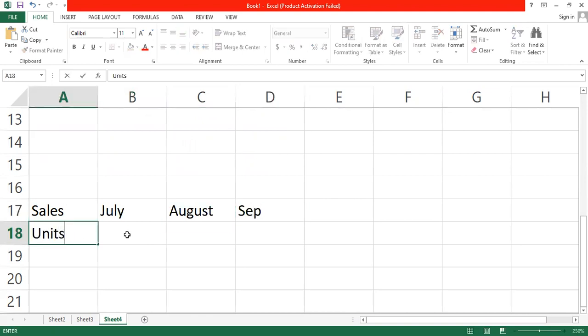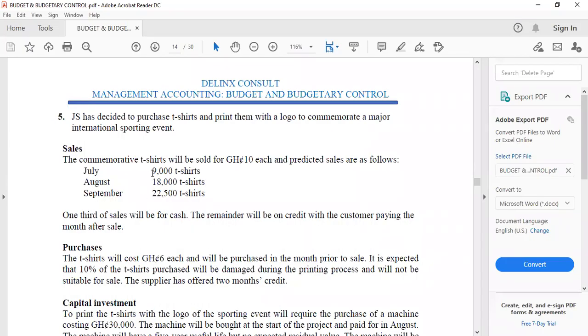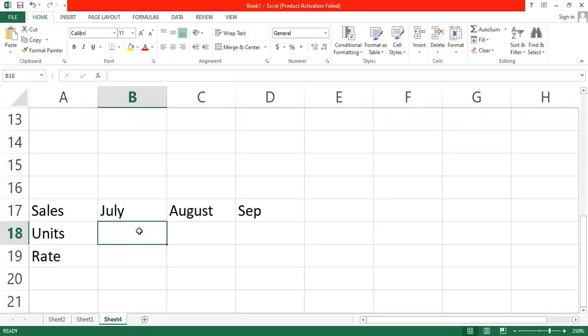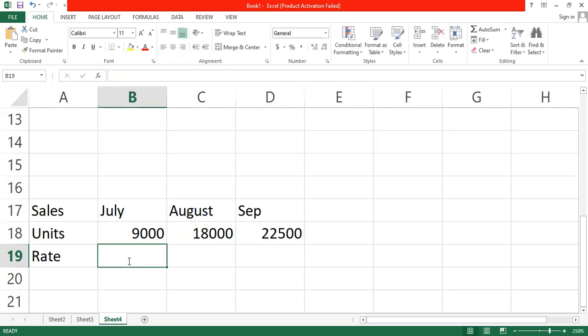So how many units are we selling? What is the unit for July? And what is the rate? Someone should write all the units here. 9,000, 18,000, 22,500. What is the rate per t-shirt? 10 cedis. Okay. So what will be the total amount now? Total sales value? 90,000.